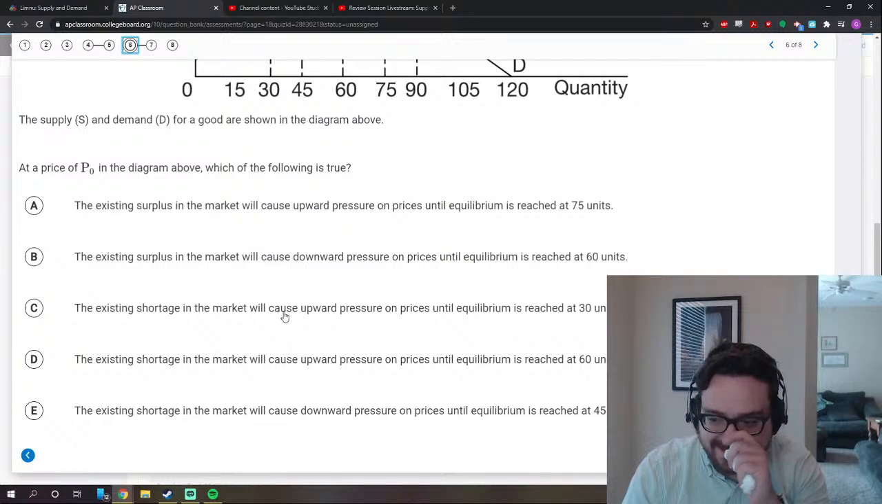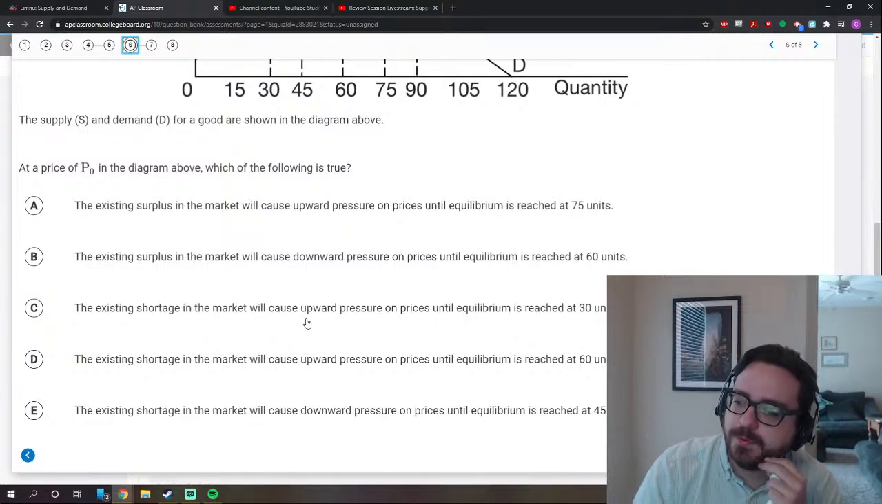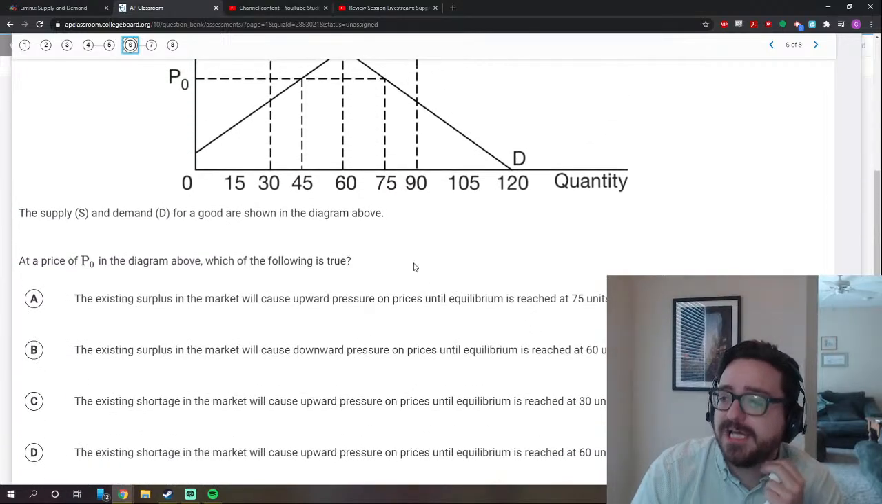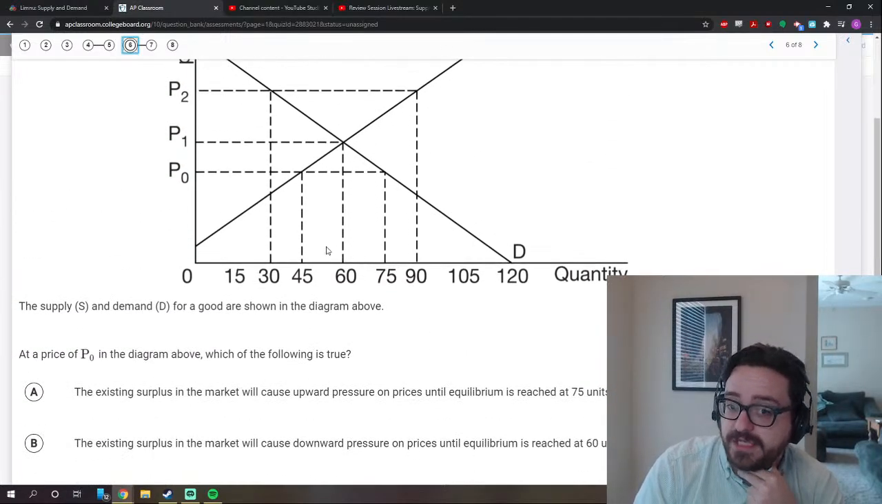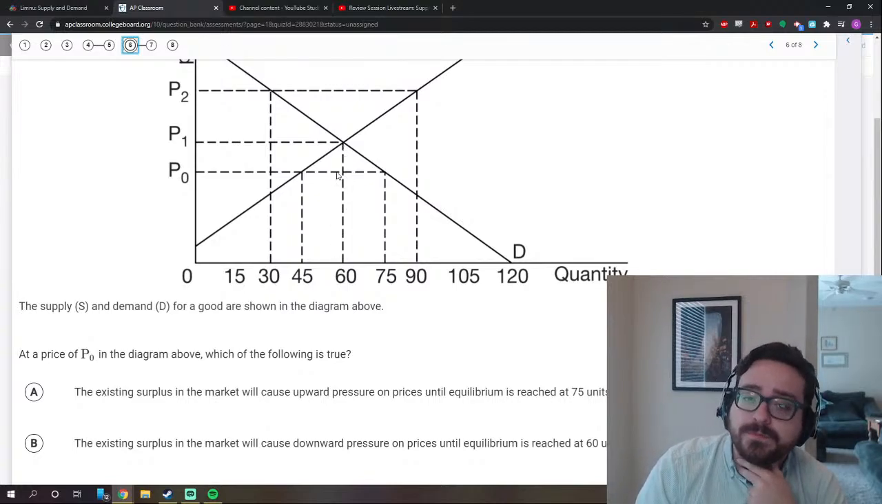Now, it says shortage in the market causes upward pressure on prices until equilibrium is reached at 30 units. My equilibrium isn't at 30. My equilibrium would be at 60. And it says upward pressure, yes.